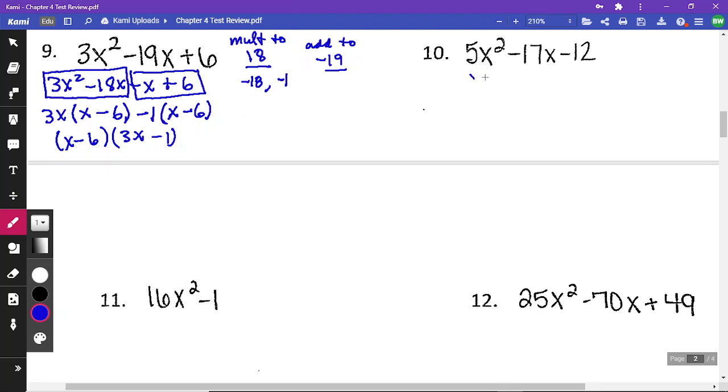Okay, so the next one, we want our numbers to multiply to whatever we get when we take 5 times negative 12, okay, which is negative 60.